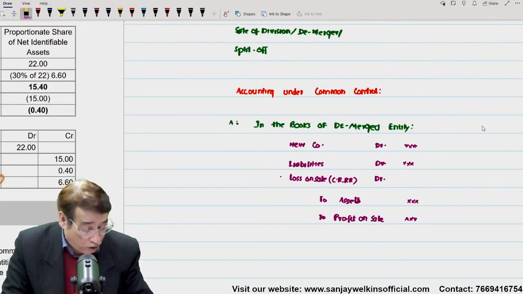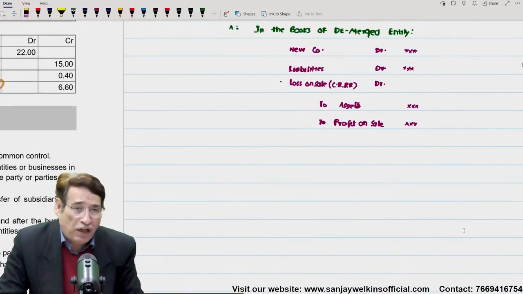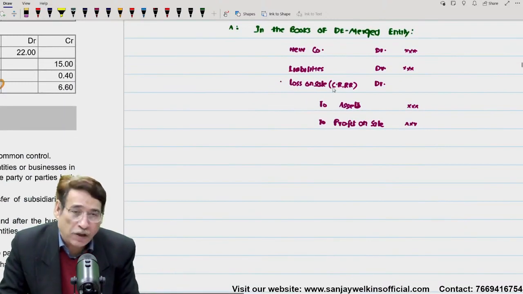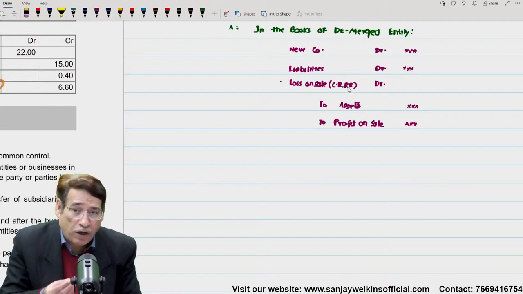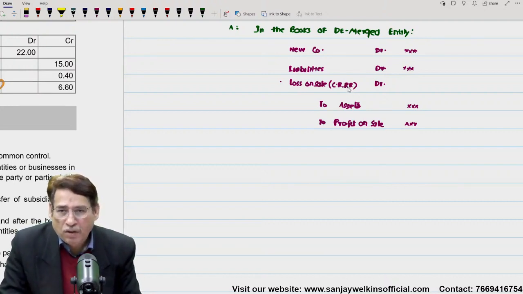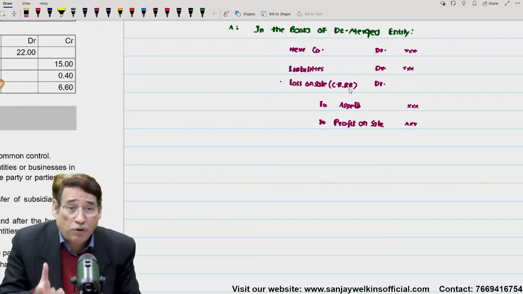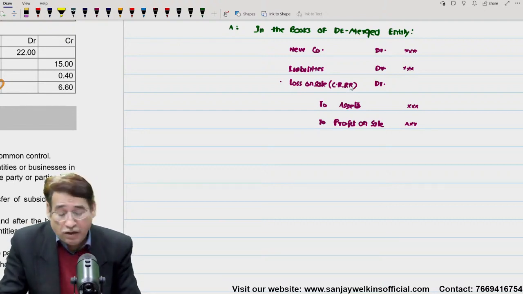So if there is a loss, and just think for a while, if you have the capital reserve, simply write capital reserve in bracket. And if you know that capital reserve is not there, but we have to write off this loss, then you will have to take into account revenue reserves. Is it clear to you?